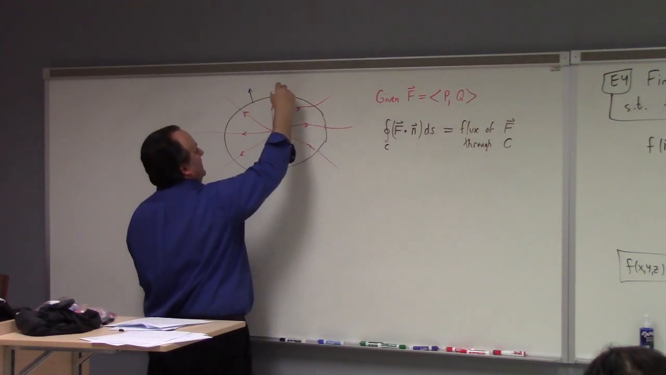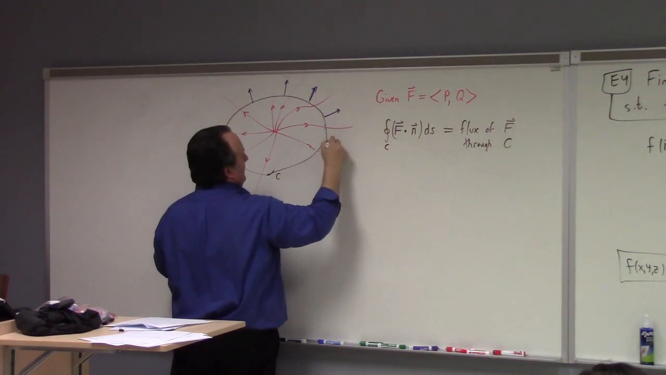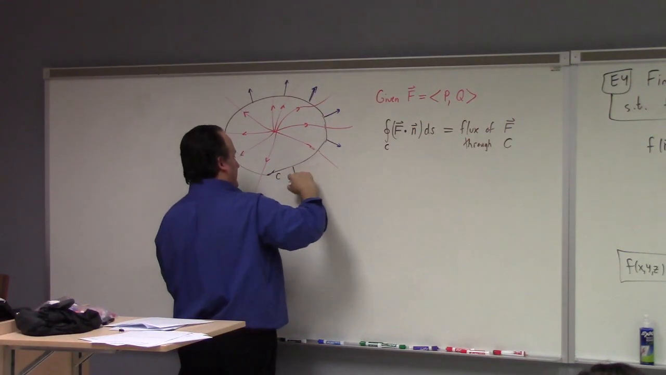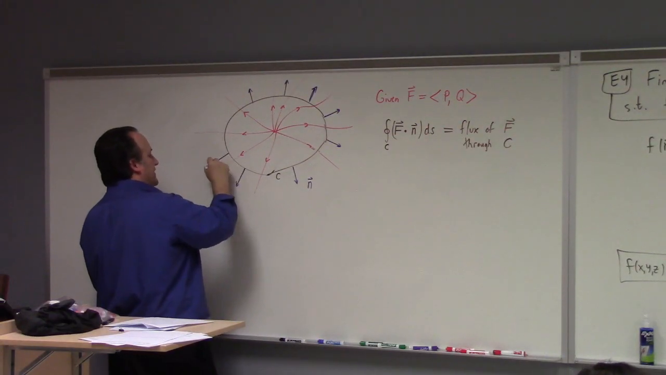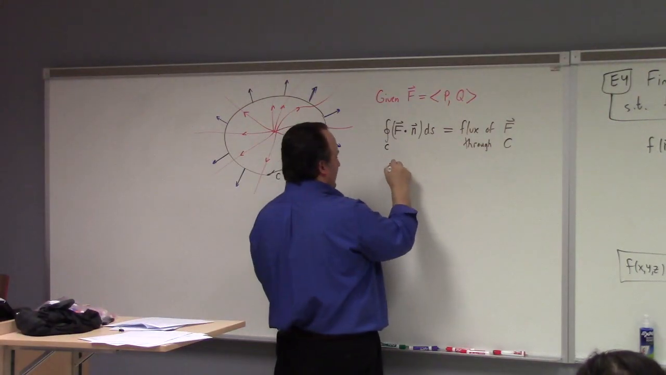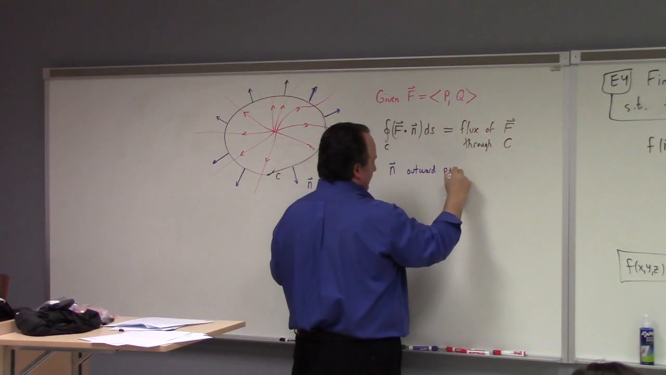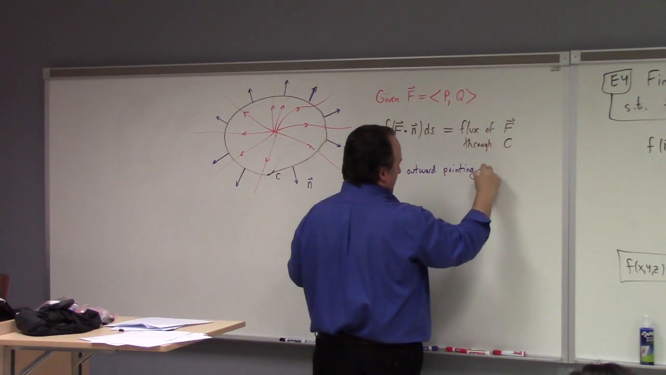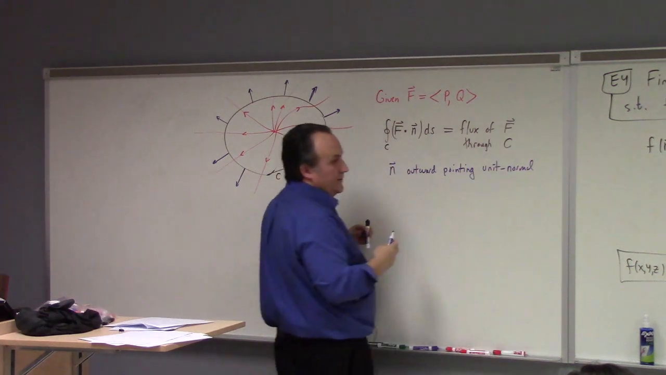So the n is the outward pointing unit normal. Maybe I should use n hat because I do intend it to be unit length. So n vector, rather, is the outward pointing unit normal.